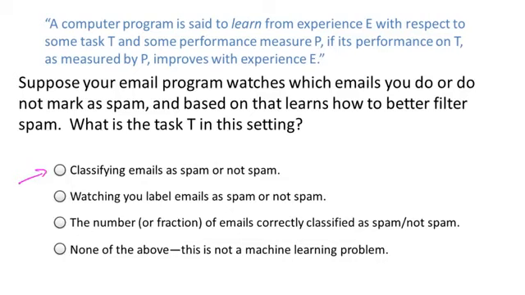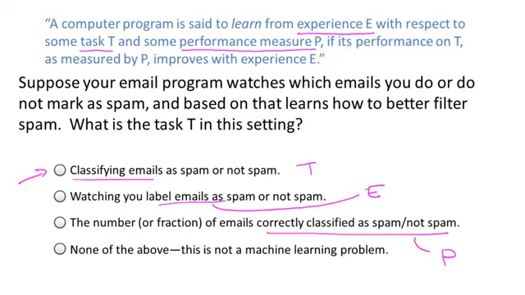So hopefully you got that this is the right answer. Classifying emails is a task T. In fact, this definition defines a task T, a performance measure P, and this experience E. And so watching you label emails as spam or not spam, this would be the experience E, and the fraction of emails correctly classified, that might be our performance measure P. And so our system's performance on the task T, on the performance measure P, will improve after the experience E.